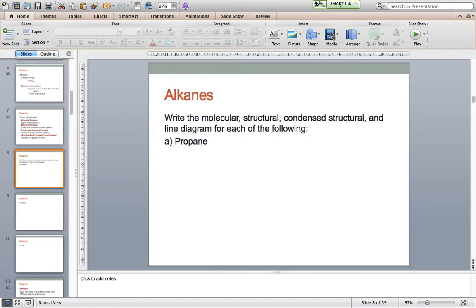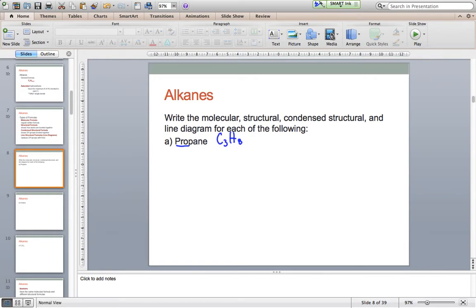So propane. Pro, that prefix, tells us that there are 3 carbons. If I use the general formula, I know that for hydrogens there will be C3, H, 2 times that number, plus 2. So 2 times 3 plus 2 is 8. So the molecular formula for propane is C3H8.